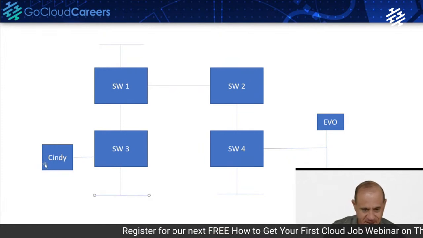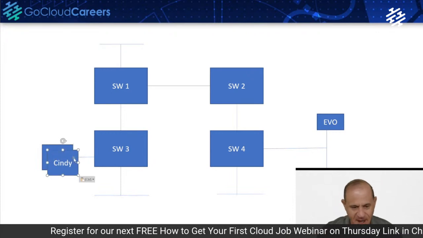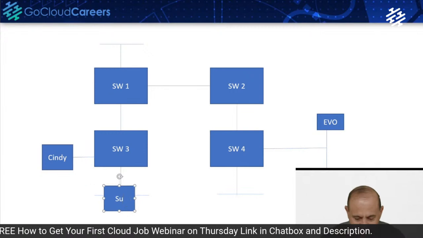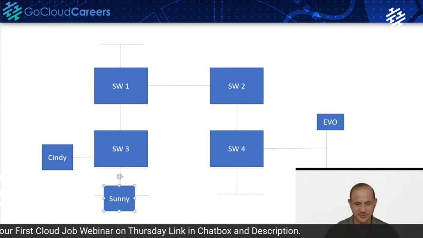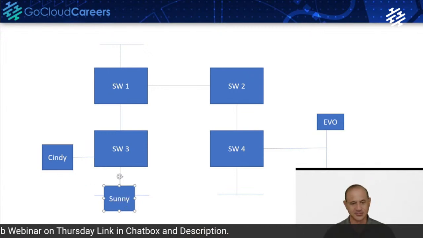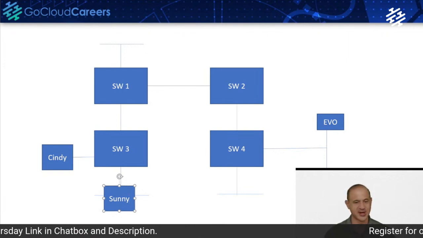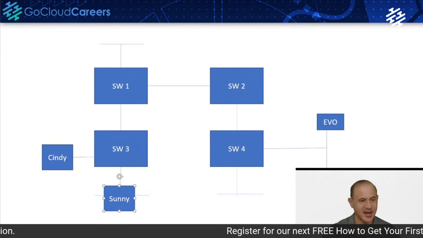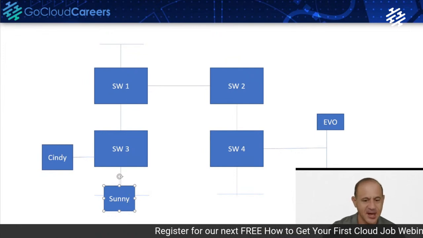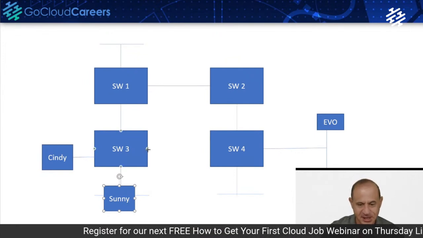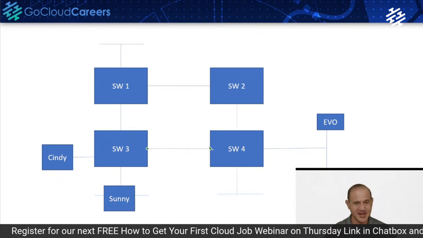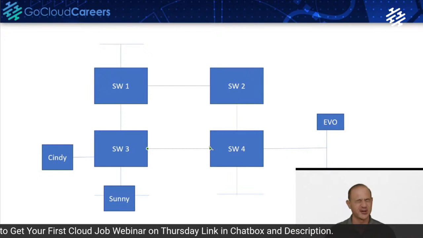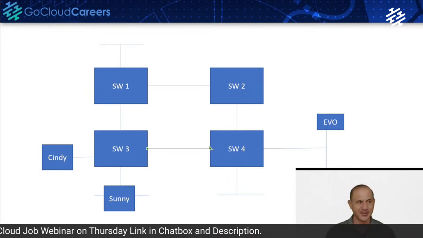So now we've got Sunny over here, Sunny the cat, and I'm going to show you what's going to happen when these guys try and talk. So right now, everything's fine. But Sunny the cat read Mike's manual that says, never have any single points of failure. So Sunny the cat decides to put a cable between switch 3 and switch 4. And Sunny the cat says, Mike, I heard you say 1 is none, 2 is 1, and 3 is greater than 2. So I added an extra cable.